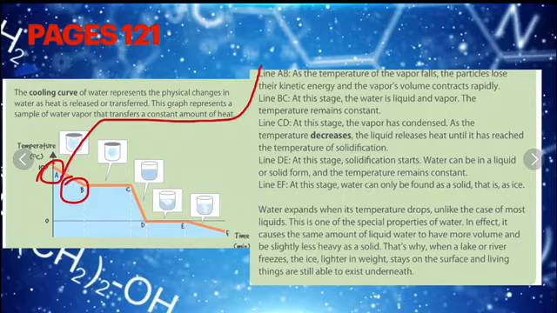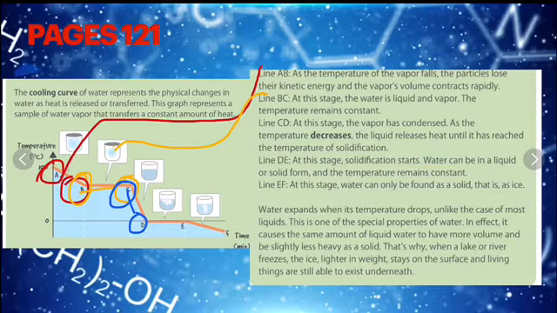Now over here it says line B and C. This line. At this stage, the water is liquid and vapor. The temperature remains constant. So right here, if you observe this one, this line will be in vapor and liquid a little bit, okay? Line C and D, this one right here. At this stage, the vapor has condensed.